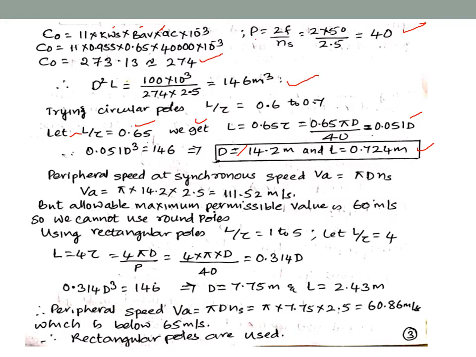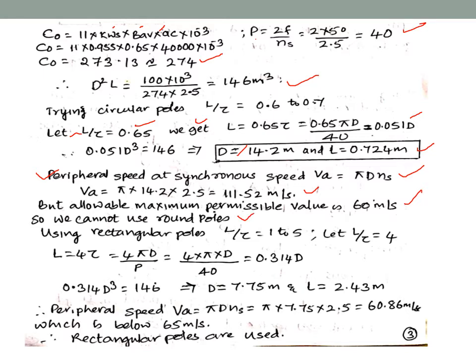Okay. Now you see D and L we have found out, but we have to check this for proper diameter. So peripheral speed at synchronous speed is VA is equal to pi D NS. So substitute here VA equals pi D NS. This comes out to be 111.52 meter per second. Okay, but the allowable maximum permissible value is 65 meter per second. So we cannot use round poles.